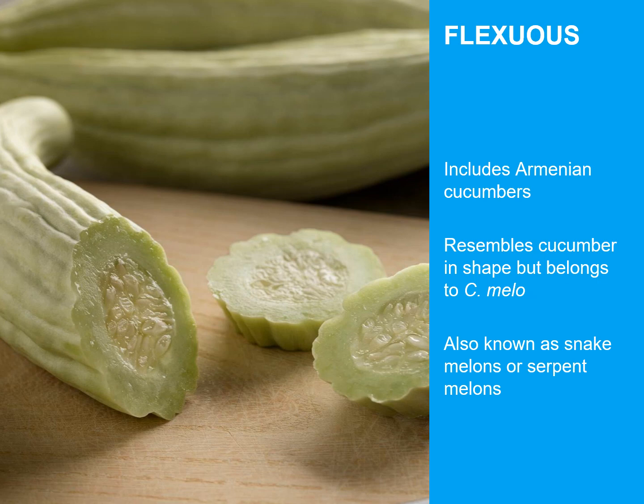Then we move on to one of the most unusual types of melon, called the flexuosus type, and this is more commonly known as an Armenian cucumber, but it isn't actually a cucumber. It is of the same species as the other melon types, so Cucumis melo. And it's also known as the snake melon or serpent melon, which obviously comes from its distinctive cucumber-like shape, but it actually has quite a large cavity inside, which contains many seeds.